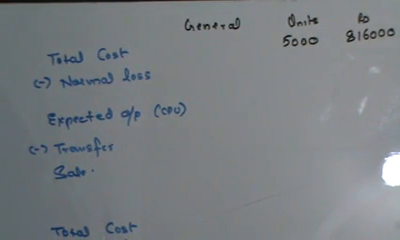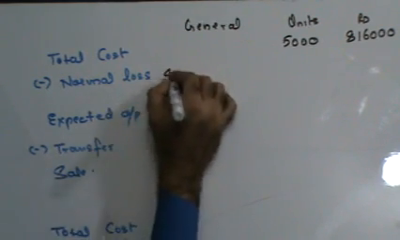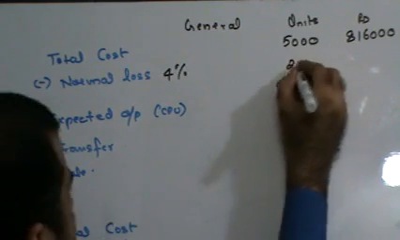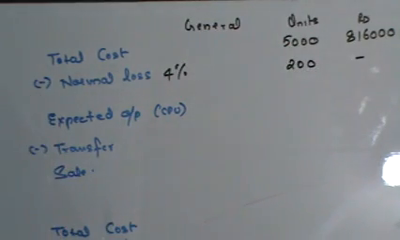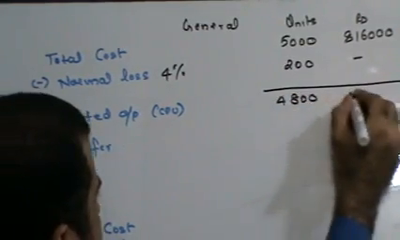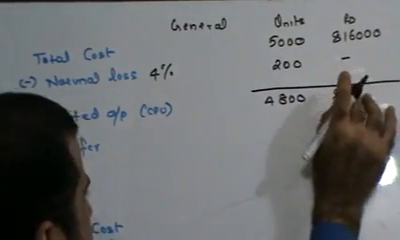Now let's see this. They give you wastage as a percentage of total input as 4%. 4% on 5,000 is going to be 200. They haven't said that it has any realizable value, so its realizable value is nil. So this is 4,800 and 8,16,000.